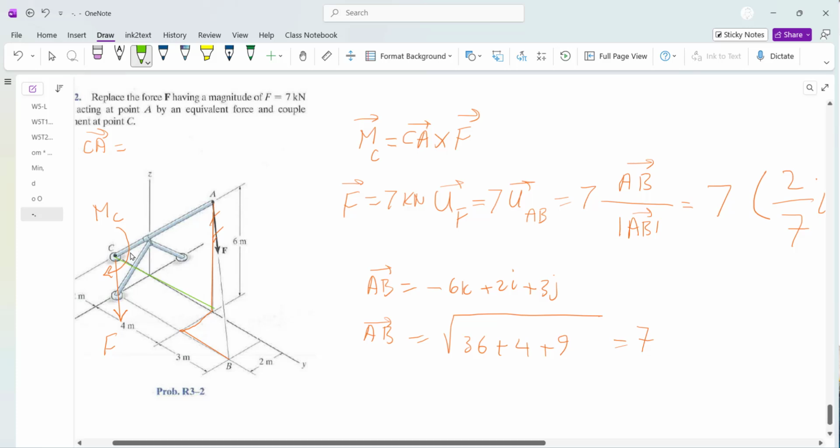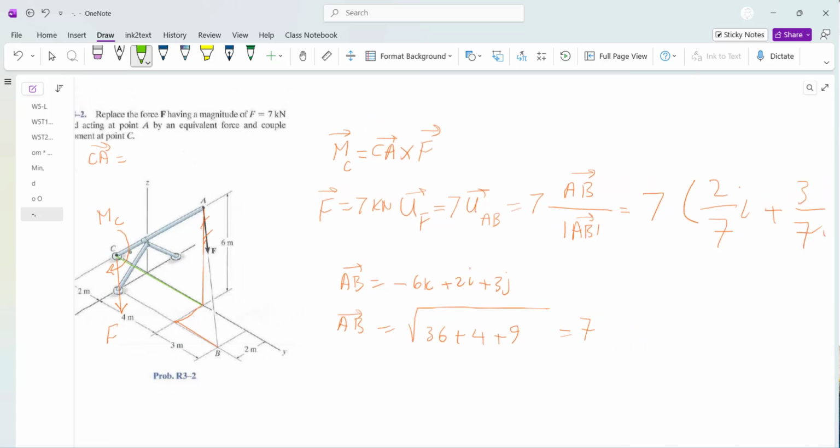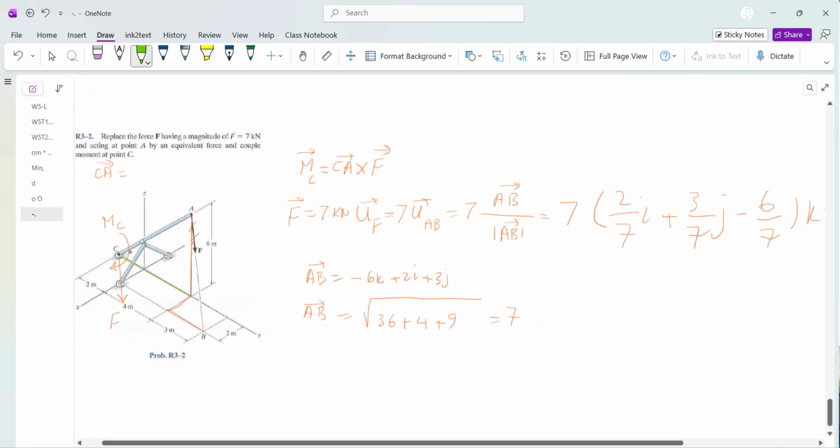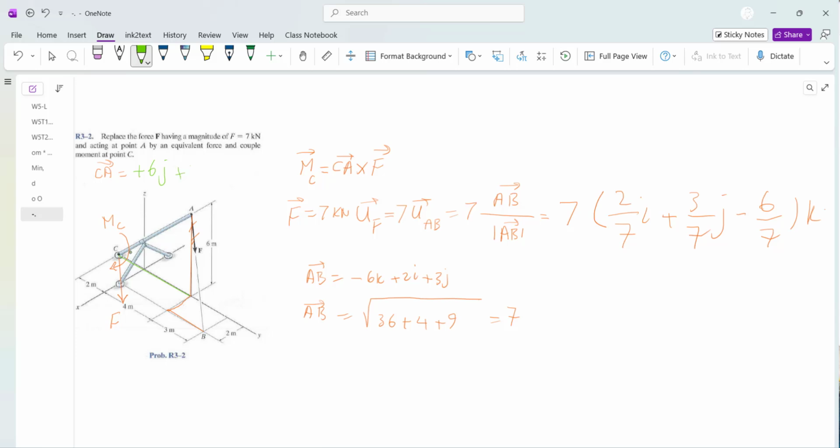That is 2 meters plus 6 meters, which is 6 meters in the positive J direction, followed by plus 6 in the K direction. And there is no movement in the X direction, so you write this as 0 I.